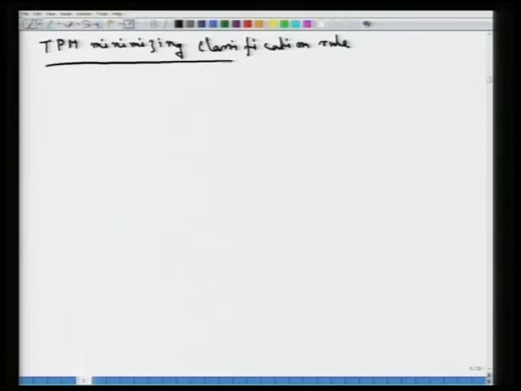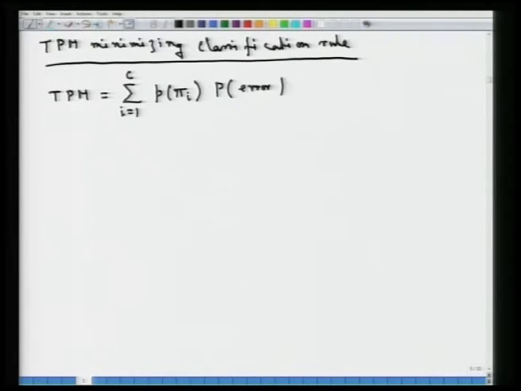Now, how is that going to look in this multi-class problem? The total probability of misclassification, the concept that we introduced for the multi-class problem, will take the following form: summation i equal to 1 up to c, the a priori probability of the pi i population into the probability of committing an error given an observation is coming from pi i. Let us see what the terms are here.